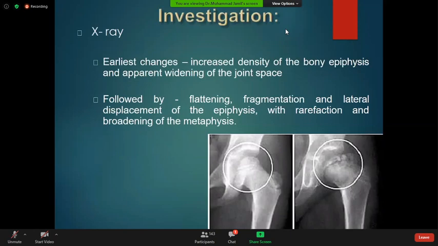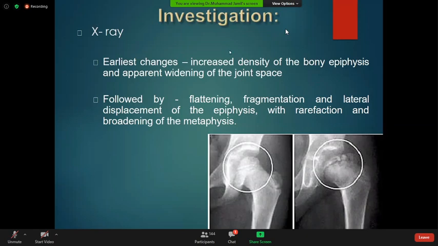X-rays. The X-ray will be different. In slipped epiphysis we were drawing a line through the neck, but here we have to examine the epiphysis. This is the normal head, the normal contour of the head. But in this you can appreciate that the head is not rounded, it shows fragmentation, and the neck is also thickened.